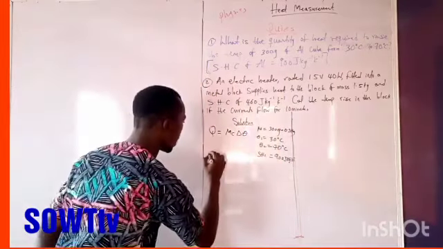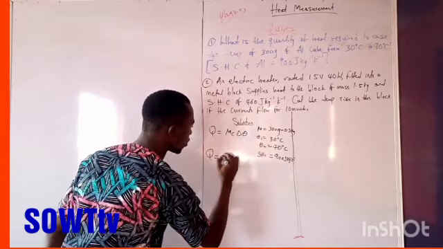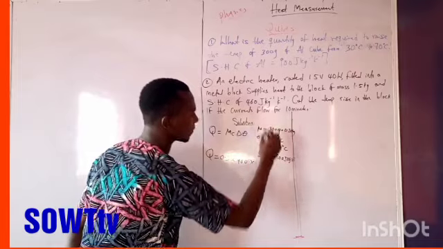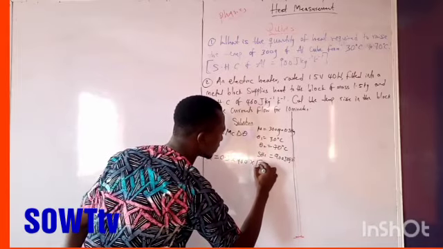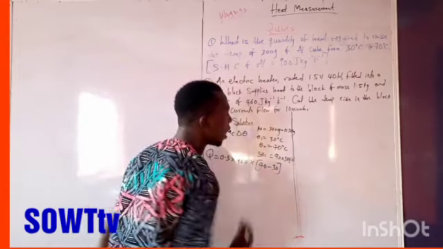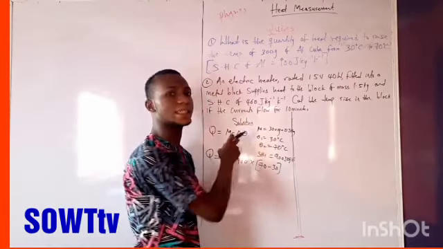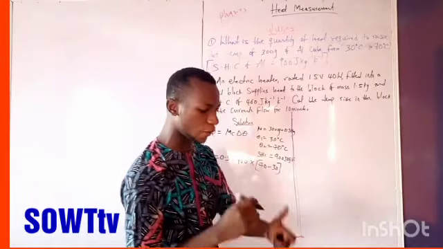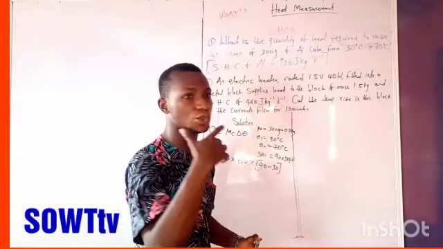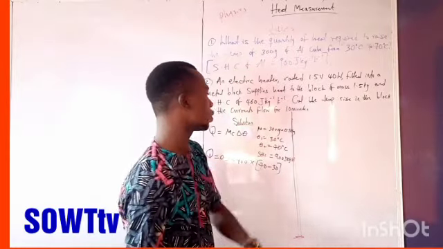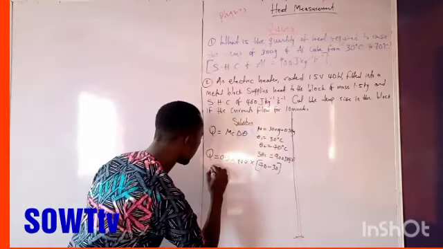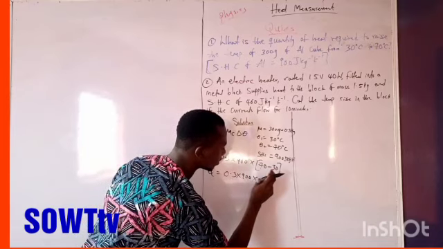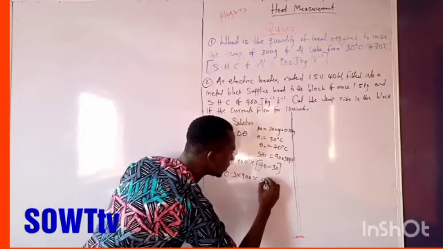So let's substitute. Our Q equal to 0.3 times 900 times open bracket 70 minus 30. I believe that you know the meaning of delta theta is change in temperature. So we have to subtract the lowest temperature from the highest temperature. So we have Q equal to 0.3 times 900 times 70 minus 30, which is 40.